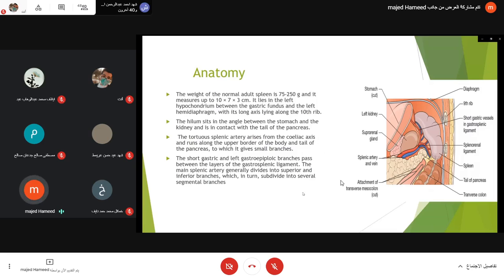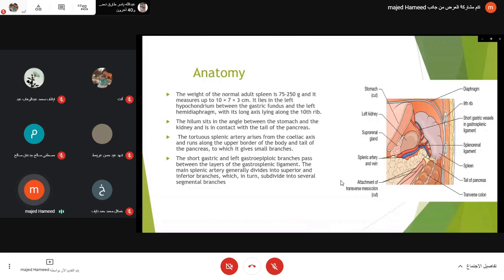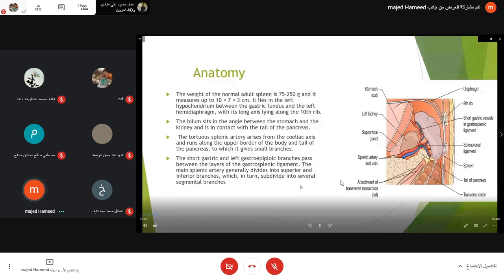The weight of the normal adult spleen is about 75 to 250 gram. Dimension 10, 7, 3 cm. It lies in the left hypochondrium between gastric fundus and left hemidiaphragm. The long axis lying along the 10th rib. The hilum sits in the angle between the stomach and the kidney and is in contact with the tail of the pancreas.